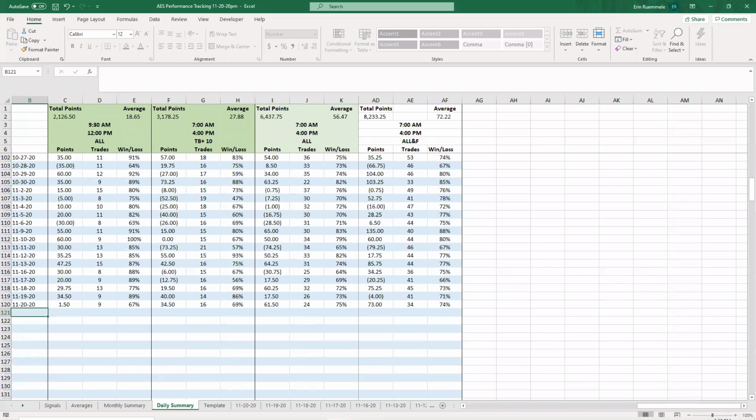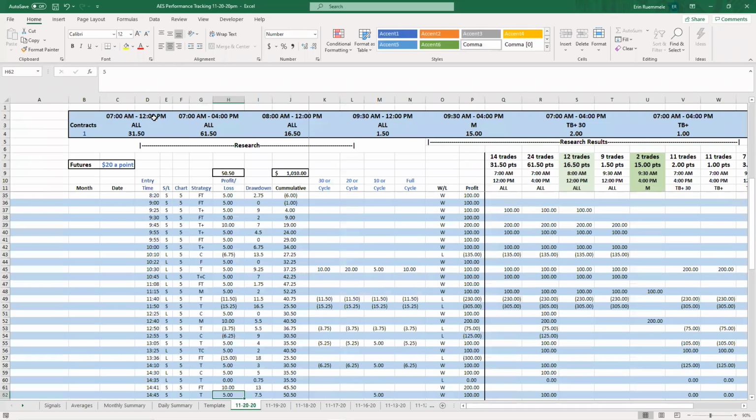Let's see, 7 to 12 today. Jeremy's asking how 7 to 12 does. It was up 31.5 points today.